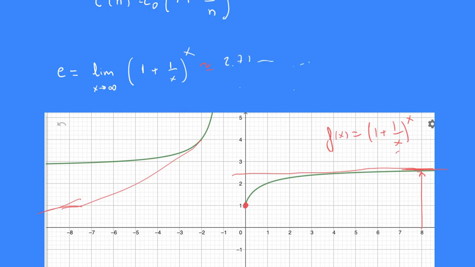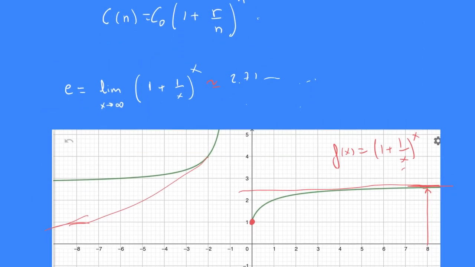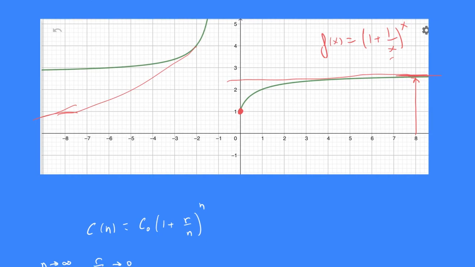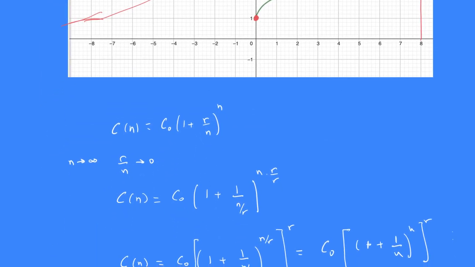It's an irrational number, and we want to see from this expression how the number e will appear, from the expression of compound interest. So let's do it. Let's manipulate this expression, the expression of compound interest, to see how we can make the number e appear.